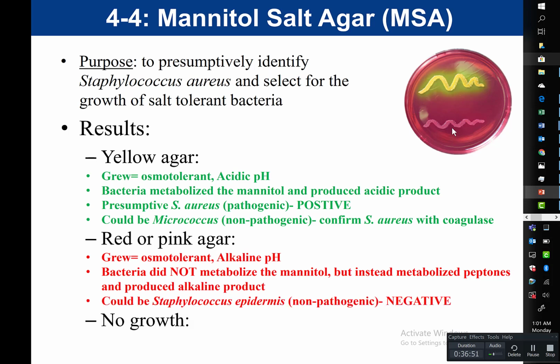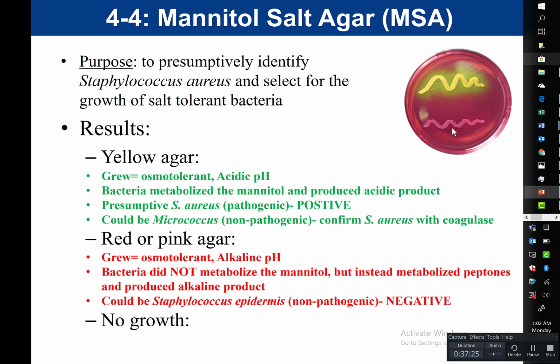In this case, it could be Staphylococcus epidermidis. Again, this bacteria would be non-pathogenic, and in this test, this would be considered a negative because we're trying to presumptively identify Staph aureus. If it's pink, it's not fermenting the mannitol, in which case it's not Staph aureus. So in this case, it could be Staph epidermidis, and it's non-pathogenic. So that is going to be our negative.